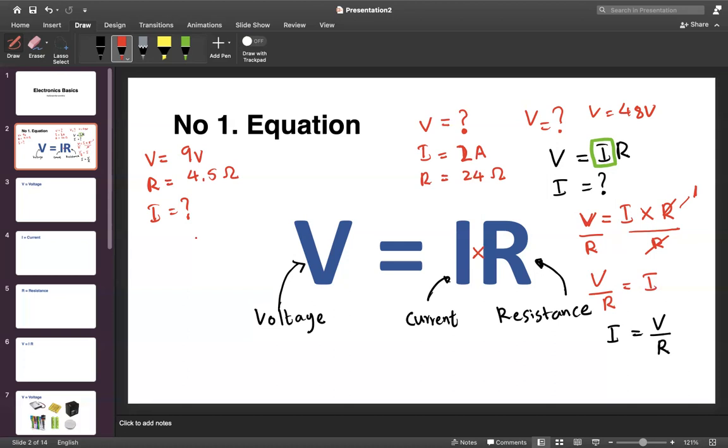Yes, I is equal to 2. Brilliant. 2 amps, right? Remember, current is measured in amps, and resistance is measured in ohms. You have to keep that in your mind. So this is the equation.